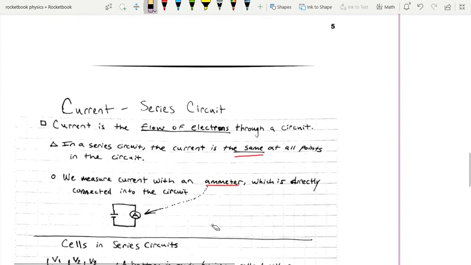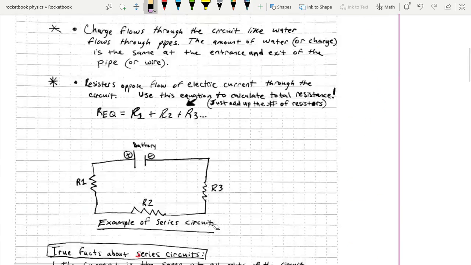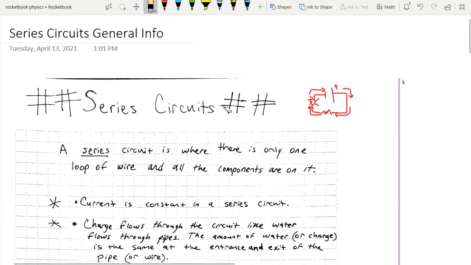I just want you to make a copy of what you see here. Put this in your notebook because trust me, you're going to need this. Next time I see you, we're going to do series circuit worked problems. And then we'll start branching off into parallel circuits.